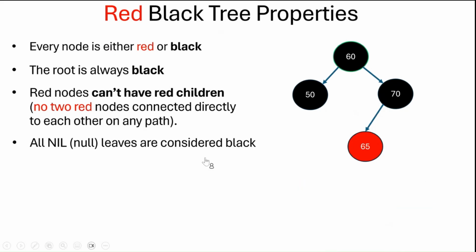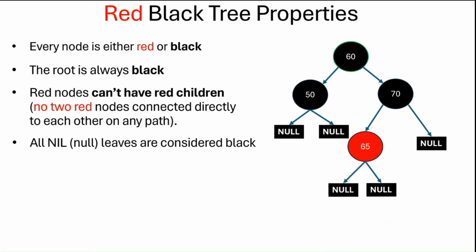The next property is that all nil leaves are considered black. Nil leaves means the null values like this. Basically, for these nodes the left and right, or for this node the right, is null. So these nulls are considered black.